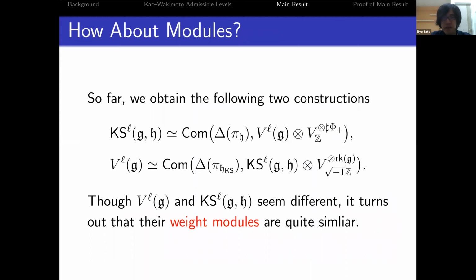Okay, so far we obtained the following two constructions. One is from affine to Kazama-Suzuki, and the other is from Kazama-Suzuki to the affine side. Though the affine VOA and the Kazama-Suzuki VOSA seem very different, it turns out that their weight modules are quite similar. Their weight modules have very similar structures. So we'd like to consider weight modules for these VOAs.